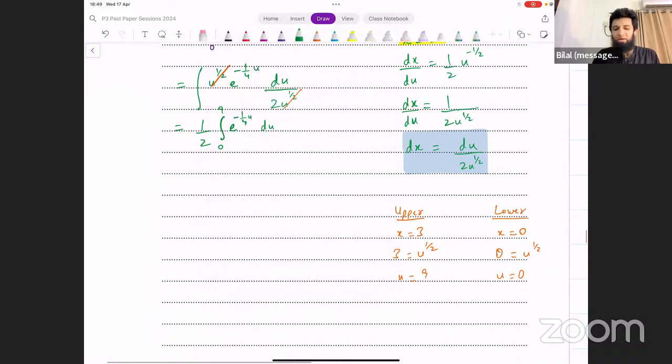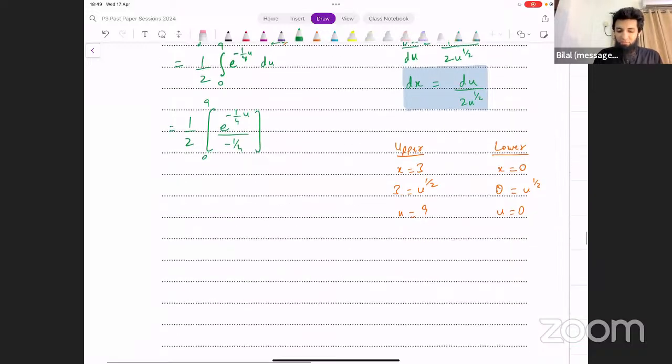Now you just have to integrate it, input the limits. You have 1 over 2 outside as it is. What's the integration of this? e power something remains e power that when integrated. So it remains e raised to power minus 1 over 4 times u. However, you have to divide by the derivative of this thing. What's the derivative of minus 1 over 4 times u? u is like x here, right? u is the variable. Derivative of minus 1 over 2 times u is minus 1 over 2. Sorry, minus 1 over 4 times u is minus 1 over 4. So you divide by minus 1 over 4. And the limits are from 0 to 9.